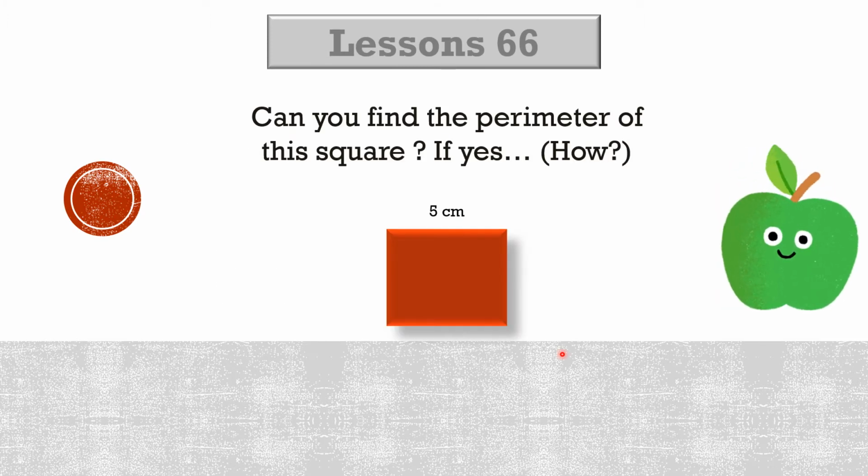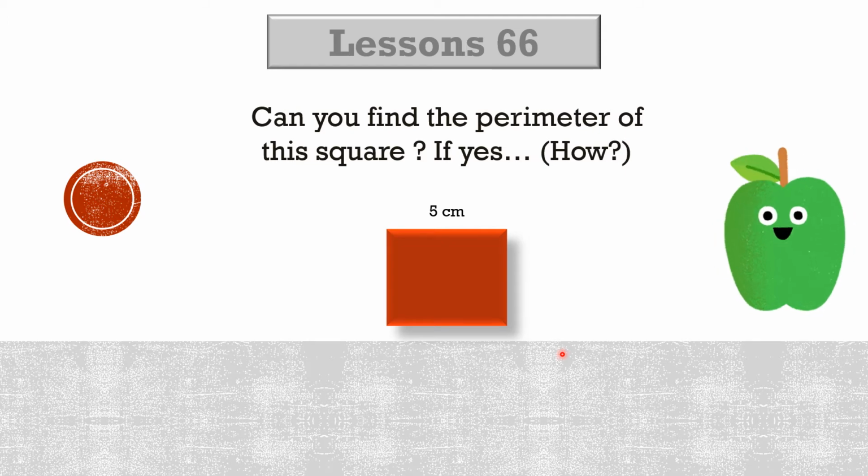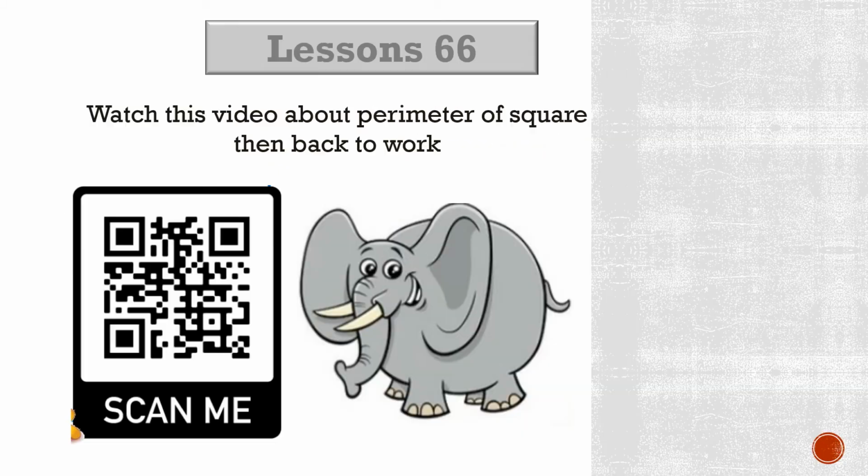Okay, I need you here, before we start, can you find the perimeter of this square? If yes, tell me how. If you can't find the perimeter of the square, you just scan this and watch the video and get back to work. This video is about the perimeter of a square.